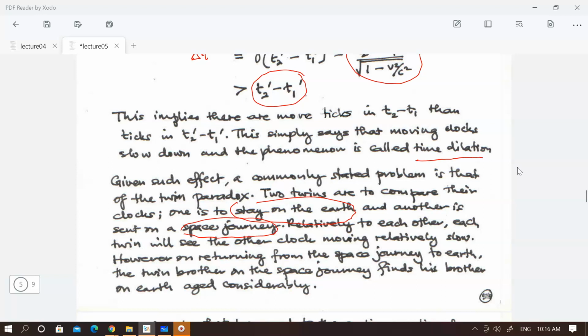So both see the other's clock moving slower. The one on the Earth will see the clock on the spaceship moving slower, and the one on the spaceship sees the clock on the Earth moving slower. But in order to make a comparison, one has to bring the clocks together in the same frame. Usually you don't bring the Earth to the rocket, so you bring the rocket back to Earth and compare the two clocks.